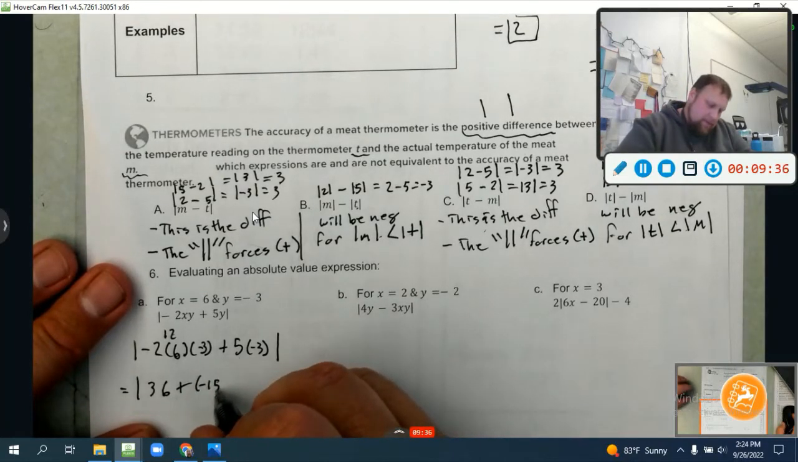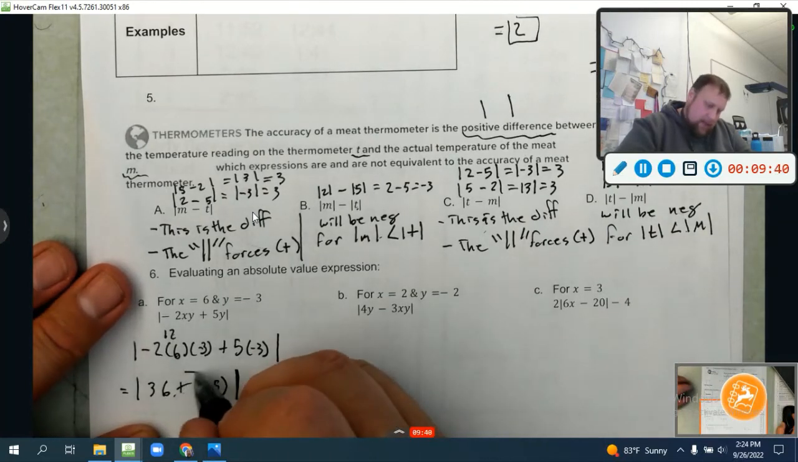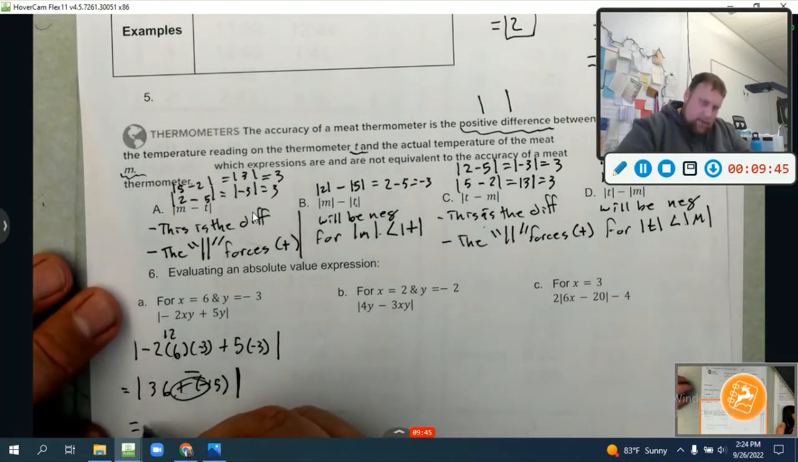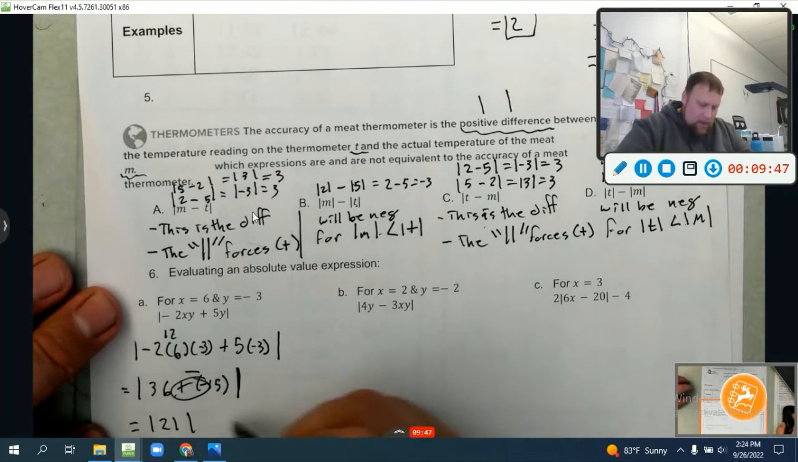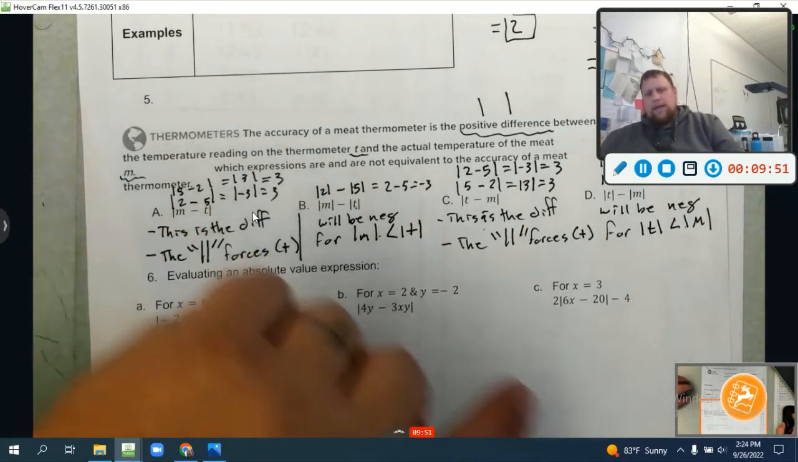What does a positive negative make? It makes a negative. So 36 minus 15 is 21. So this equals the absolute value of 21, which equals 21. Well, why don't you pause it, guys? Try B and C, and we'll get back to it.